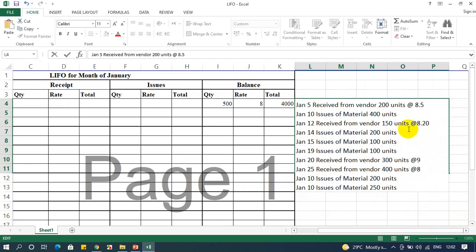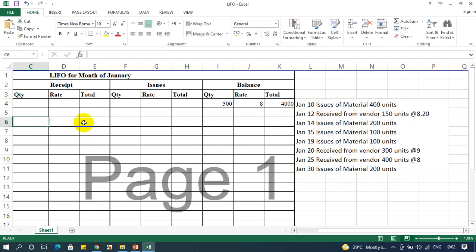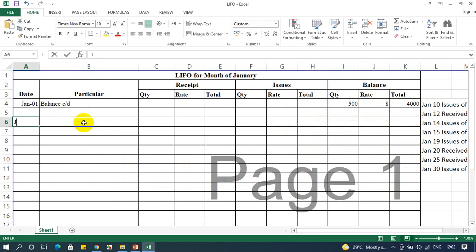The second date is January 5. On January 5 we have a receipt from the vendor, 200 units. It means we are purchasing. So on January 05, where do we need to keep the record? In the receipt column, writing the supplier here. And then we record how much we have purchased.